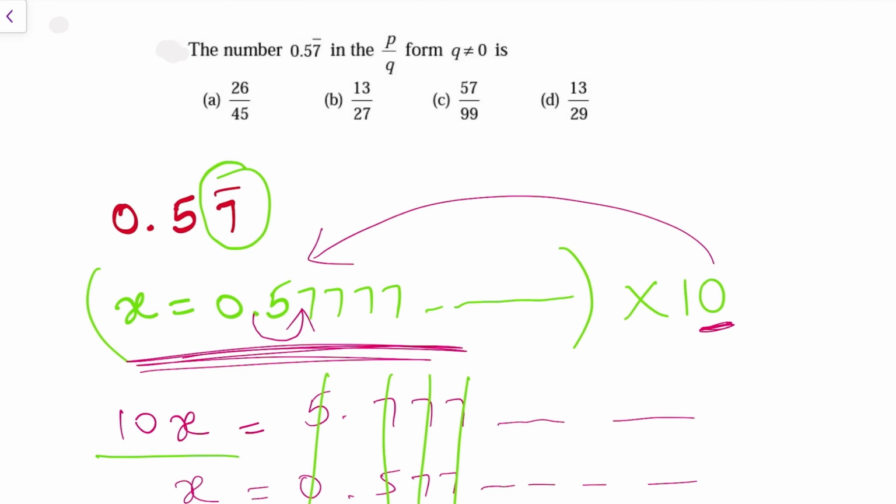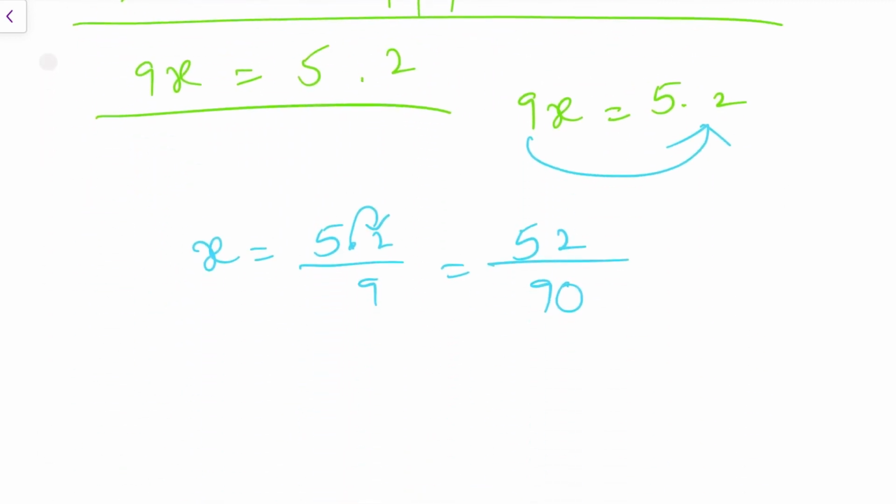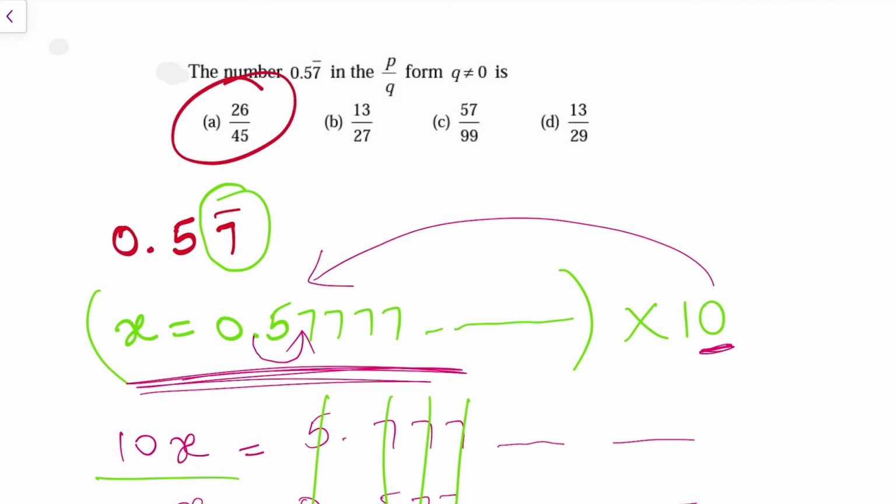Next, simplification is possible. Yes, we need to do that one. 26 to 45. So 26 by 45 is the final answer. 26 by 45, that is option A.